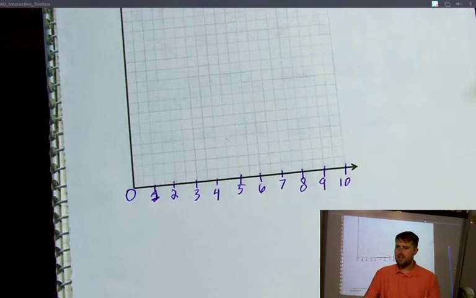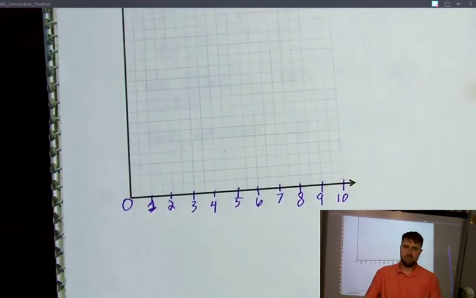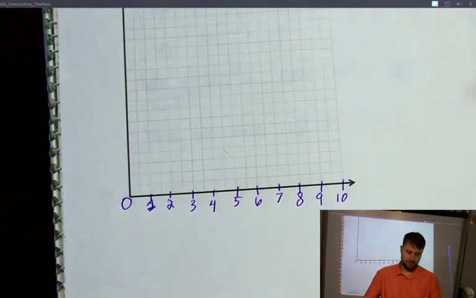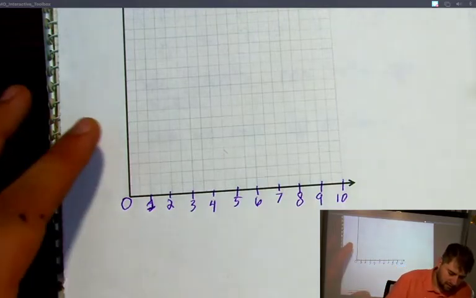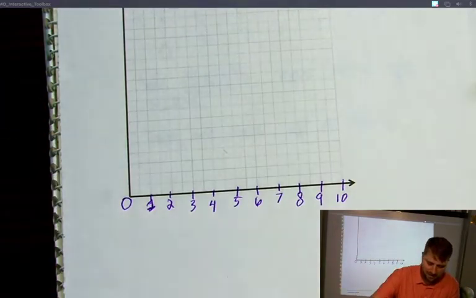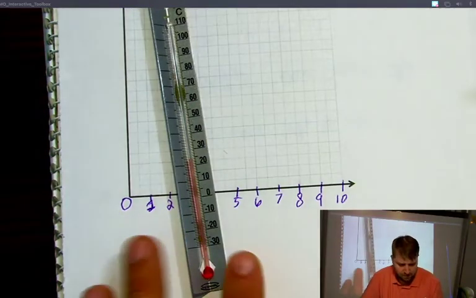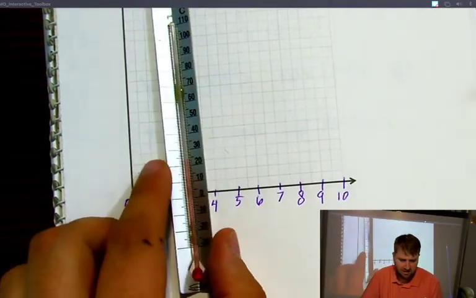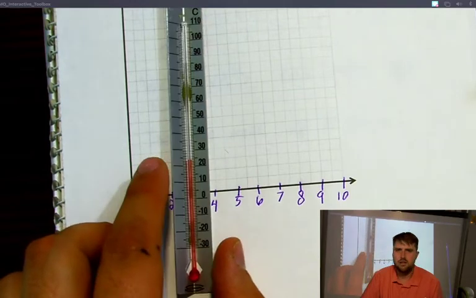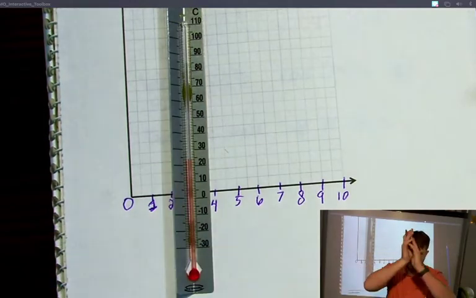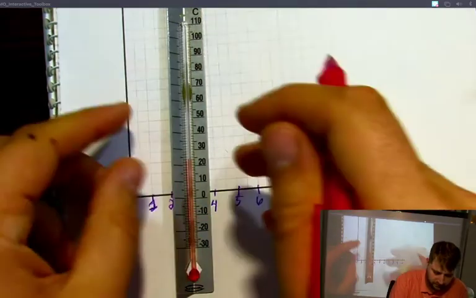So this looks just like our number lines that we've always seen. And I bet y'all have all seen a thermometer before. And the thermometer usually hangs up and down. And here it is, it's a vertical number line. It's going up and down. And it works the same way.